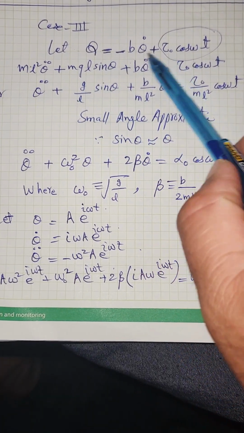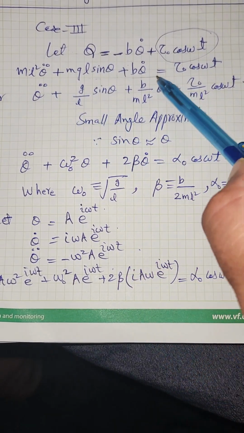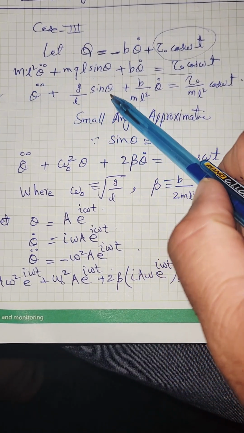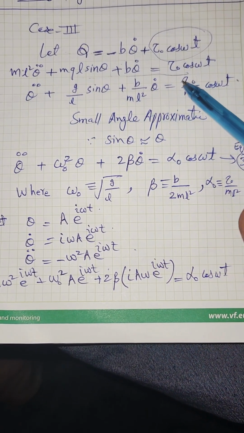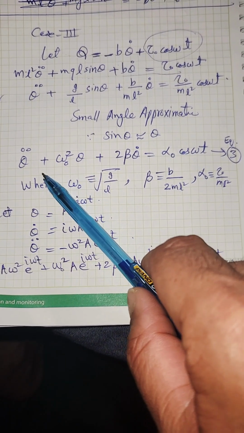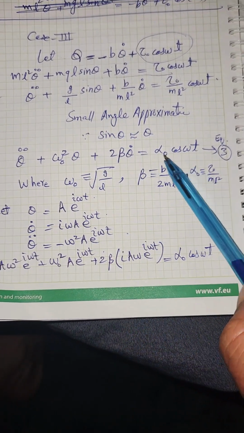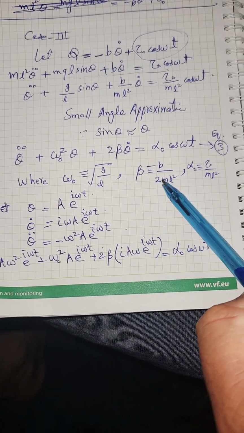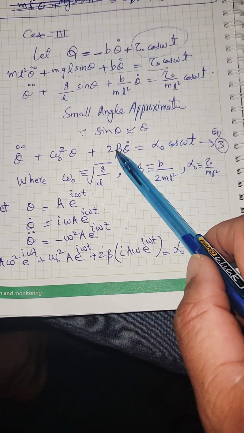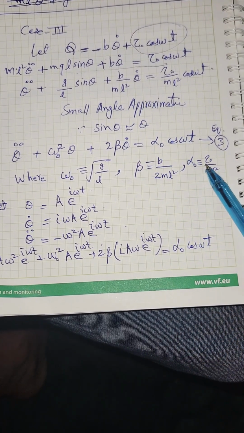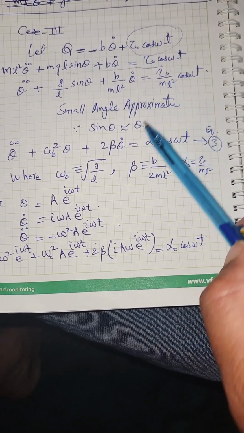So putting the values of these, we get theta double dot plus g over L sin theta plus b over mL square theta dot equals tau naught over mL square cos omega t. Applying the small angle approximation, we get sin theta equals theta. And let's define some constants: omega naught as the square root of g over L, beta as b over 2 mL square, from this equation, and alpha naught as tau naught over mL square, this one.